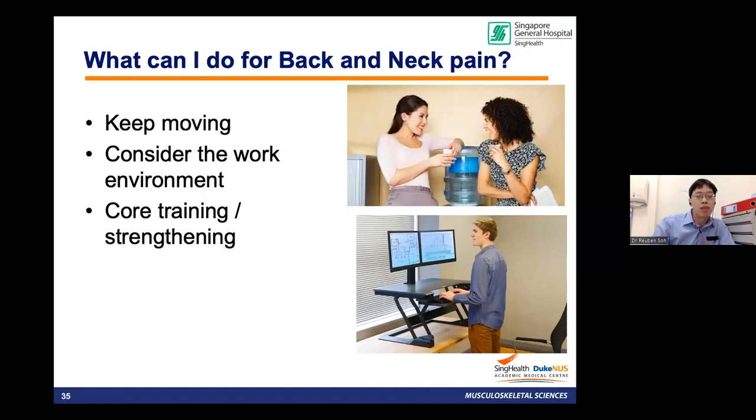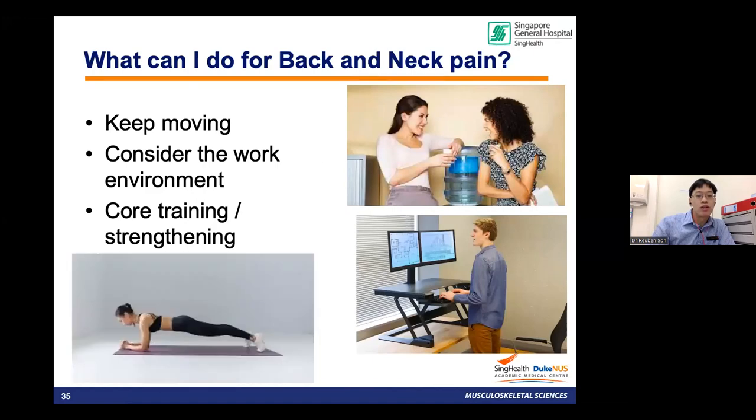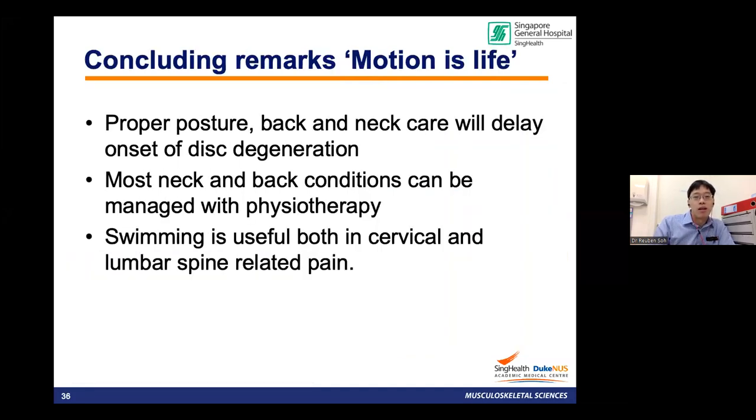and back. And of course, some core strengthening training via Pilates, I think are things that are important in having good amounts of core strength when it comes to protecting yourself from back and neck pain. Now, of course, my concluding remarks about this is, if you watch your posture, I think you will try to delay your back and neck wear and tear.